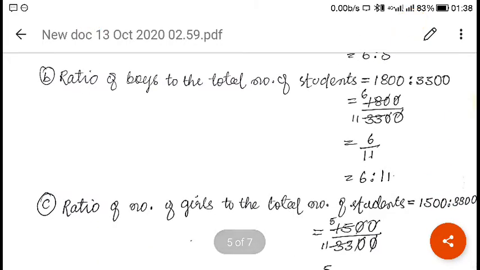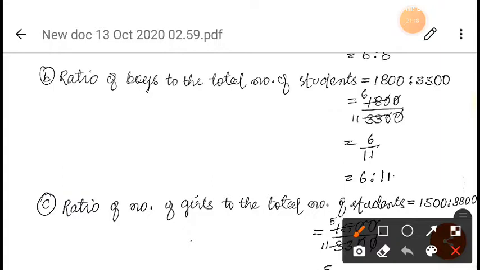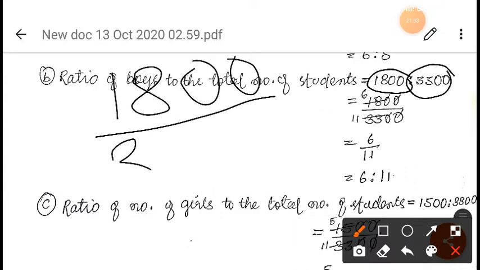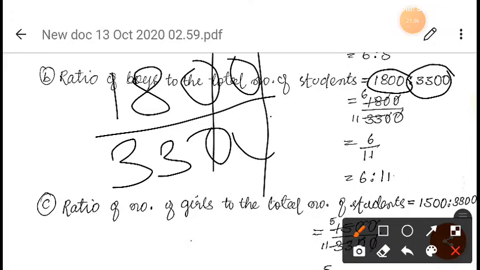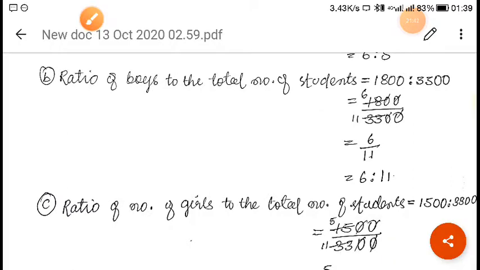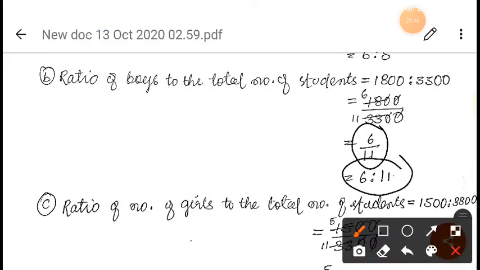So in question number B, what are they asking? They are asking to find out the ratio of the number of boys to the total number of students in the school. The total number of students in the school is this much, and the number of boys is this much. So what will we write? How will we find the ratio? 1800 divided by 3300. When you cancel this, the 00 will be cancelled out, and you will get 6 divided by 11, right? So here we are getting 6 by 11, which is 6 is to 11. The ratio of the total number of boys to the total number of students in the school is what? 6 is to 11, right?